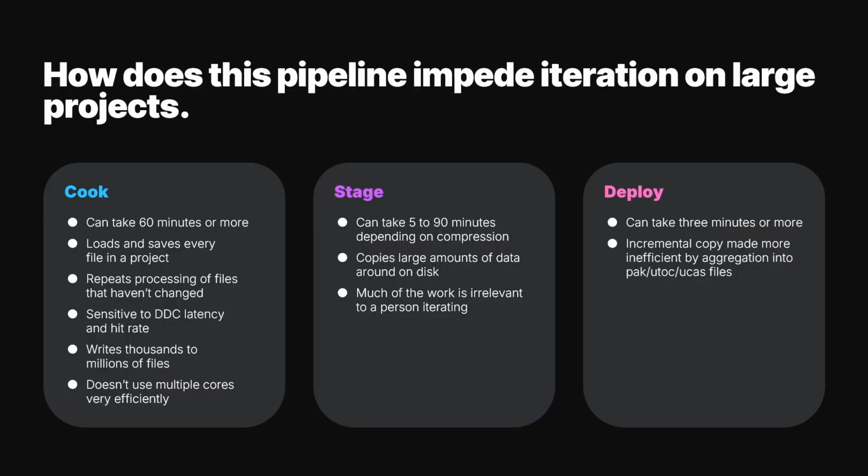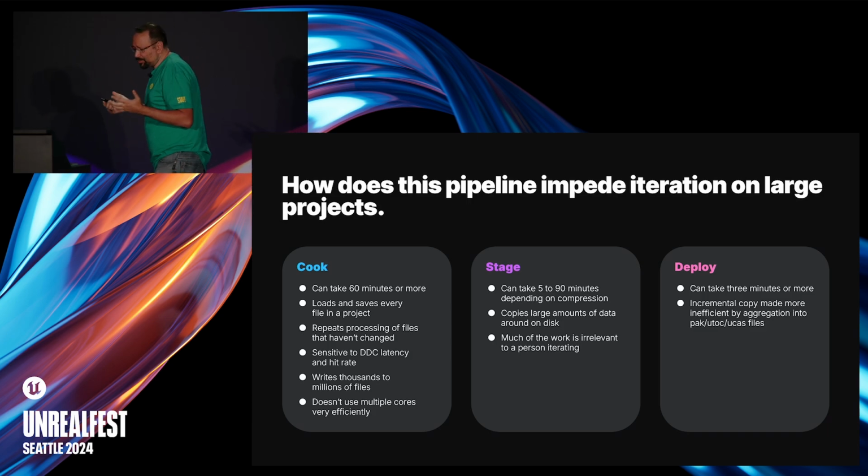Okay, so what are the problems that can come up with this? Well, there's no shortage, especially as games get large. The cook can take 60 minutes or more. It has to load and save every file in the project. It repeats processing of files that haven't changed every time you cook. It's sensitive to DDC latency and hit rate, and it writes out thousands to millions of files. And also, it doesn't use multiple cores very efficiently.